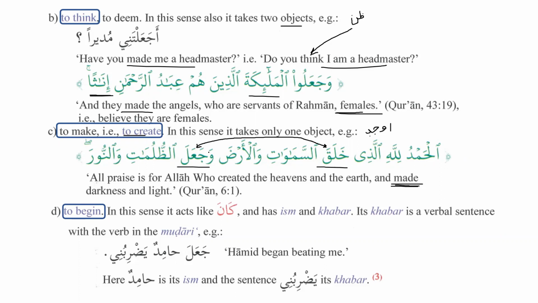So sayyara yusayyiru tasyiran. To change from one thing to another, like I molded the clay into a doll, something like that.